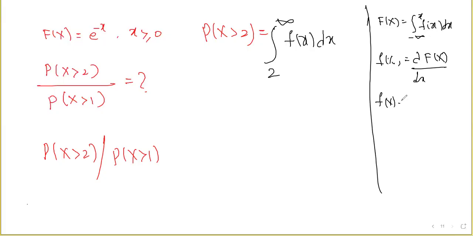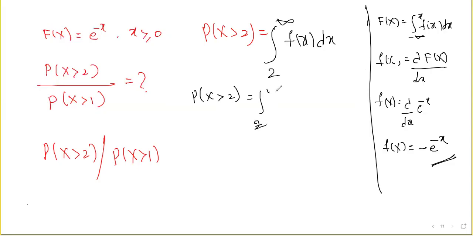So small f of x is equal to the differentiation of this, e power minus x. What is the differentiation of e power minus x? Same, or like this? Which one is right? Second one. Second one means this one only, right? Yes, sir.